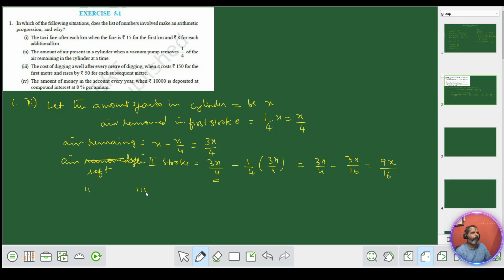Similarly, air left after the third stroke: what is remaining now after the second stroke is 9x by 16. Again 1 by 4 of 9x by 16. Understand this. This comes 9x by 16 minus 9x by 64. Understanding, right? Every time you have to calculate the air remaining, and from that you remove 1 by 4 of the remaining air. So 9x by 16 minus 9x by 64.